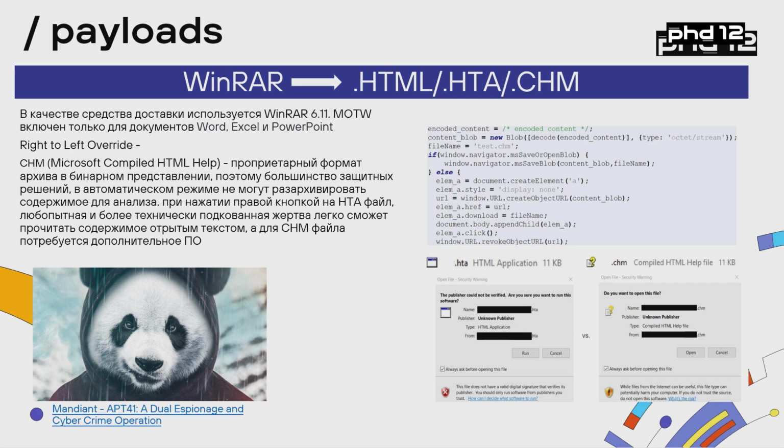Right-to-left override is a very well-known technique. It has been used for 30 years, and it's still relevant. HTA is a somewhat overused format. It has been used by threat actors a lot. That's why I prefer using CHM, which is Microsoft's compiled HTML help, a proprietary binary archive format. And some defensive perimeter solutions do not really know how to unarchive it.